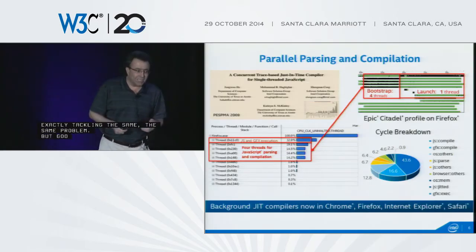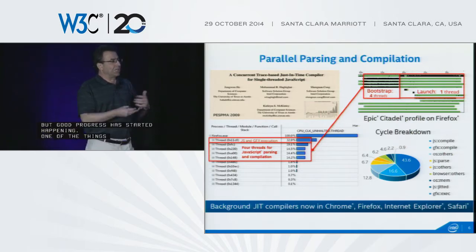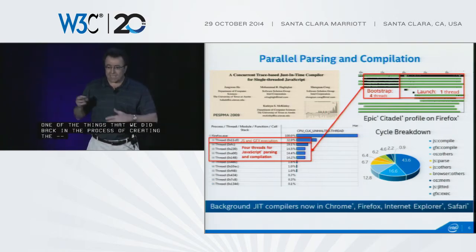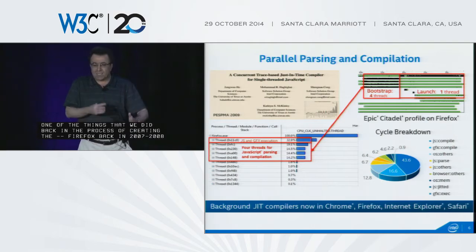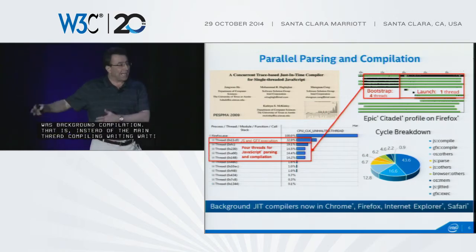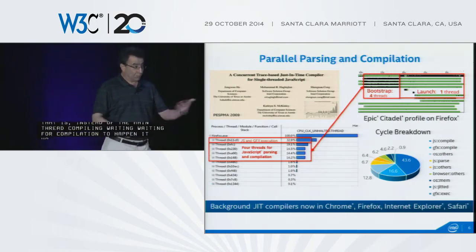One of the things that we did back in the process of creating the just-in-time compiler of Firefox back in 2007, 2008 was background just-in-time compilation. That is, instead of the main thread compiling, waiting for compilation to happen, it would put it on a queue, and it would happen on a separate core, and you would get the speedup.